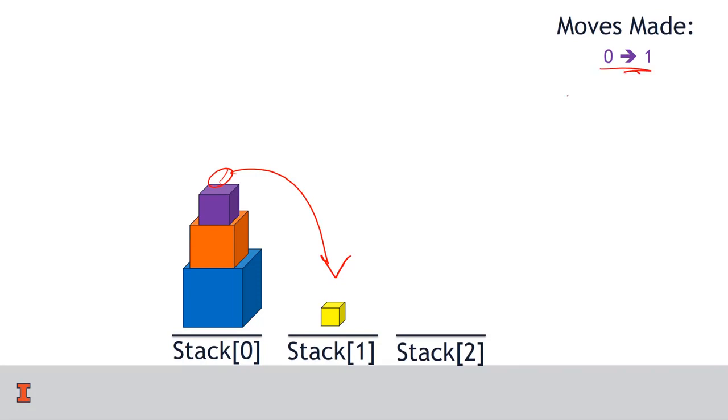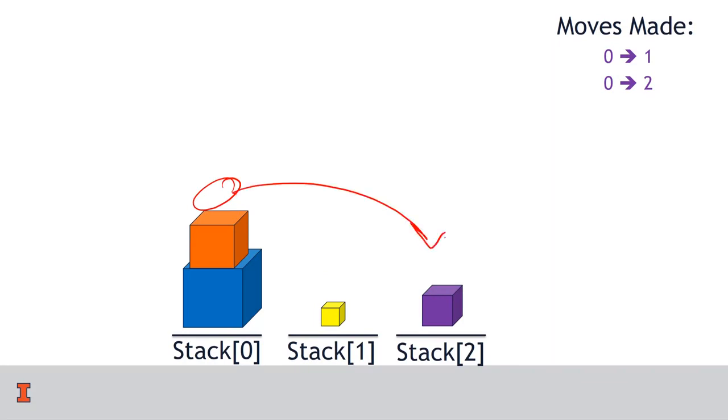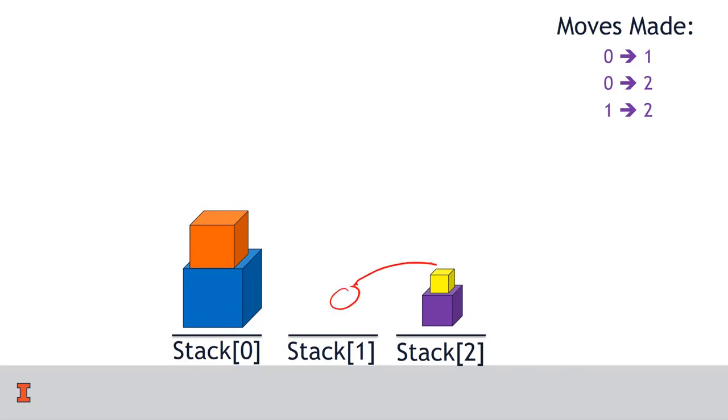The next thing I did was I moved the purple cube that was here to stack 2. This is the move 0 to 2. The final thing I did was move the yellow cube from stack 1 to stack 2. I'm going to denote this as 1 to 2. After I've moved the small subset over to stack 2, I started working on the next cube, the orange cube.